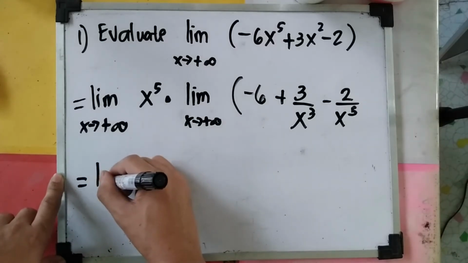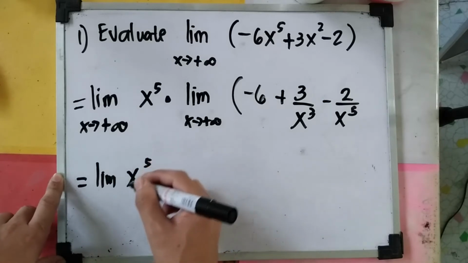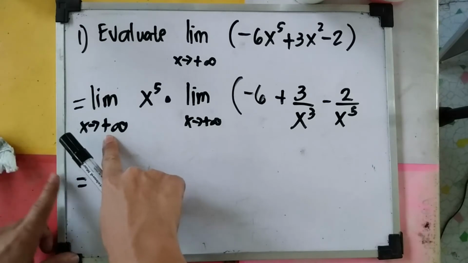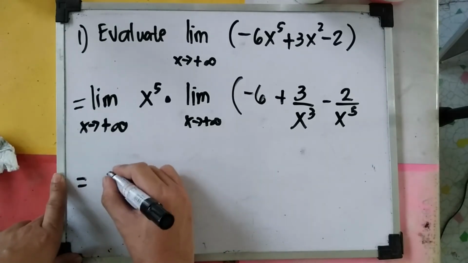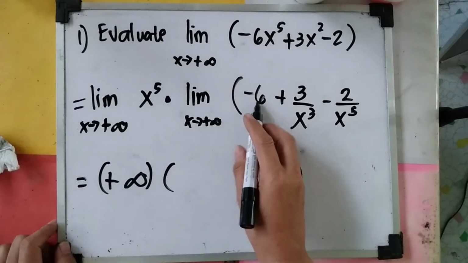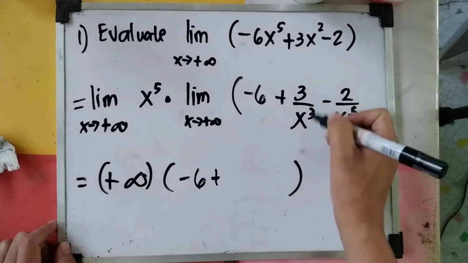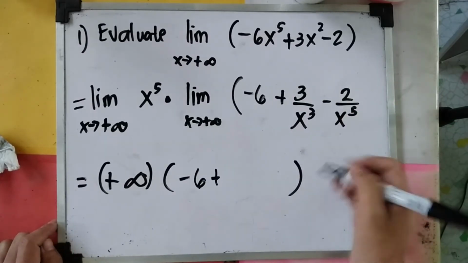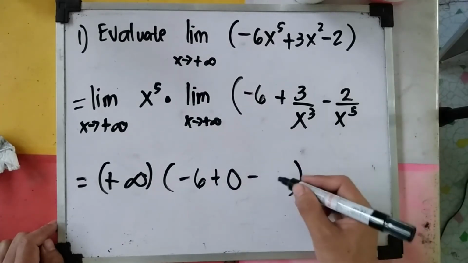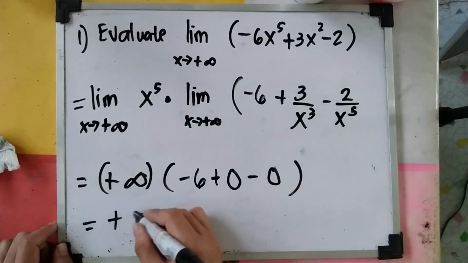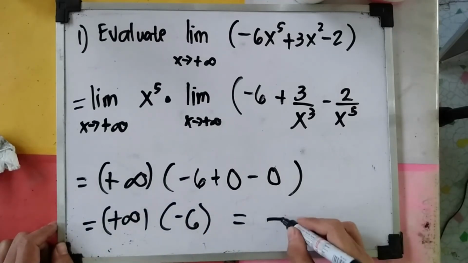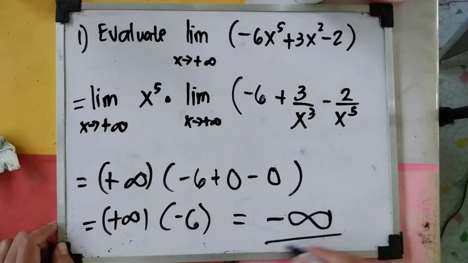Okay, the limit of x to the 5th, diretso na tayo. Ano ang limit ng x to the 5th as x approaches positive infinity? The answer is positive infinity, multiplied by limit of a constant, negative 6, 3 over x cubed. Ano yung kanina? 0. Minus 2 over x to the 5th, 0. So, positive infinity multiplied by negative 6, the answer is negative infinity.